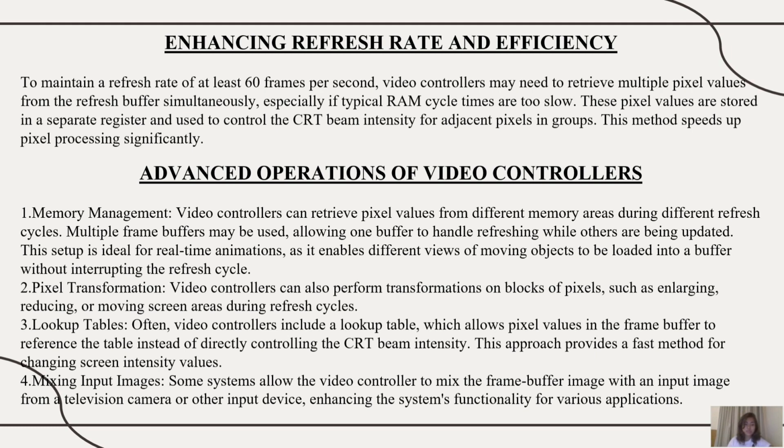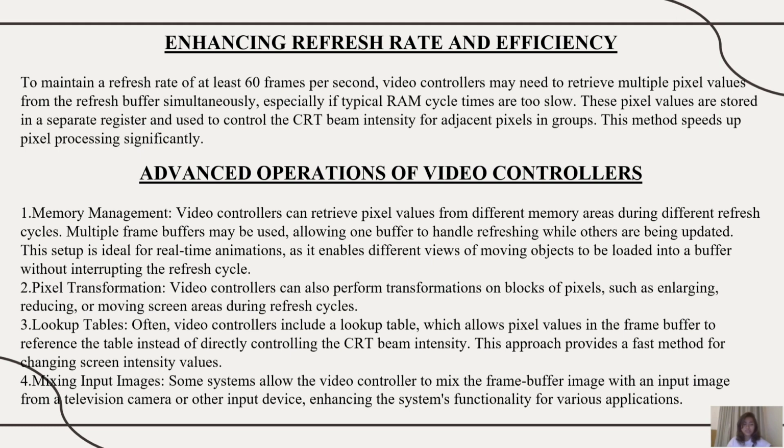Next is pixel transformation. Video controllers can also perform transformations on blocks of pixels, such as enlarging, reducing, and moving screen areas during refresh cycles. Lookup tables: often video controllers include a lookup table, which allows pixel values in the frame buffer to reference the table instead of directly controlling the CRT beam intensity. This approach provides a fast method for changing screen intensity values.